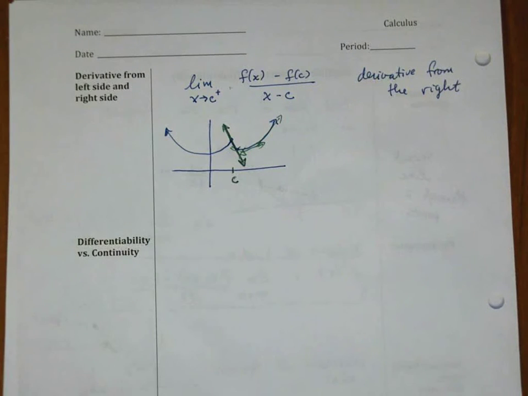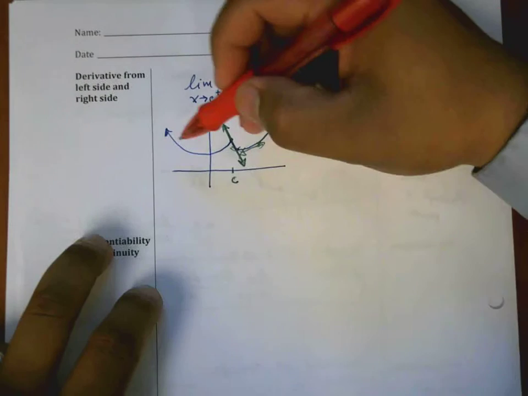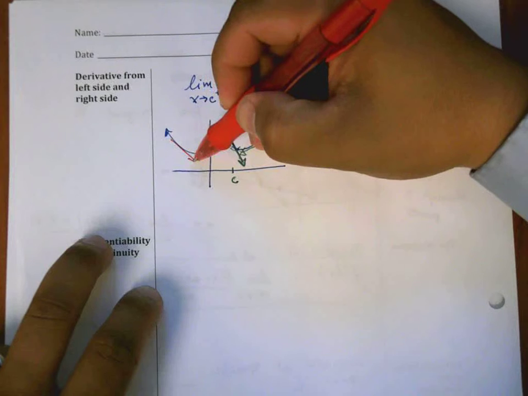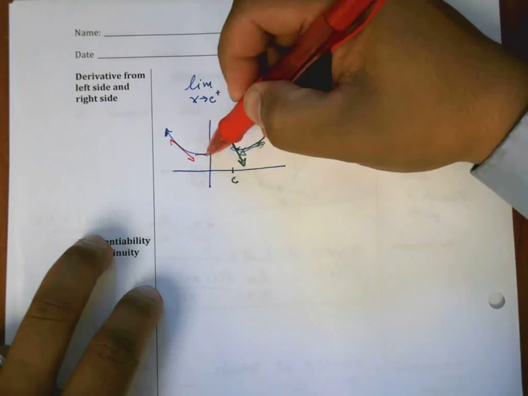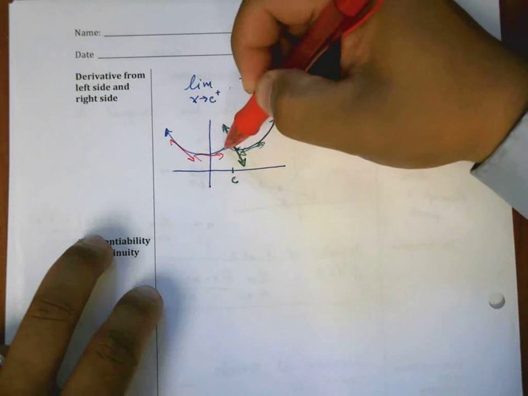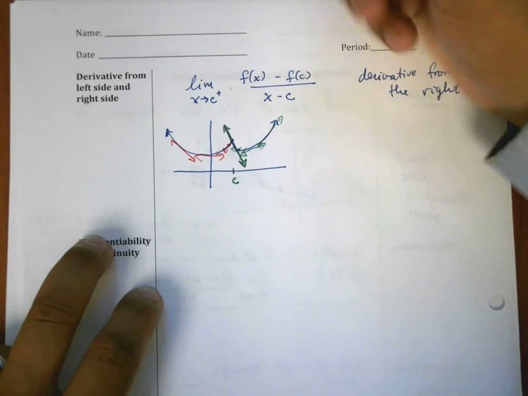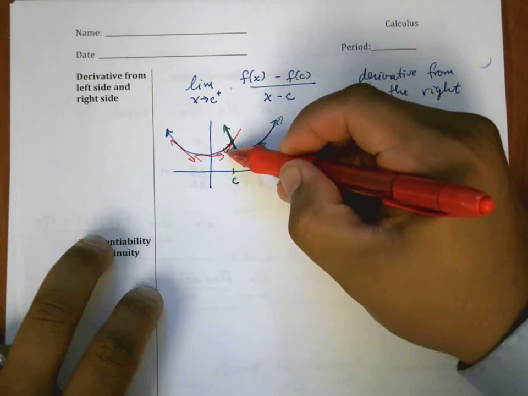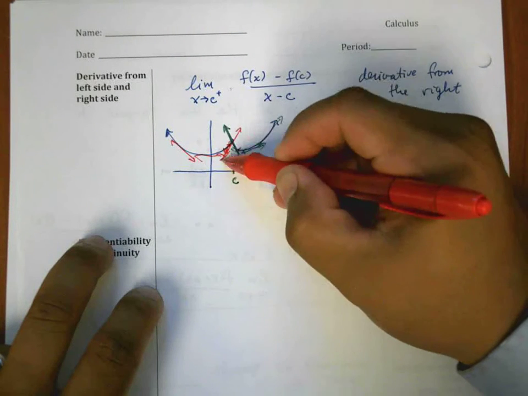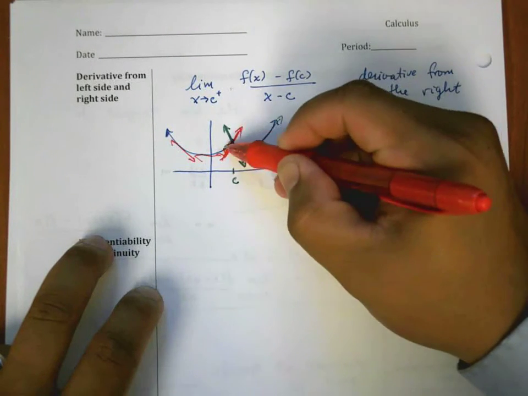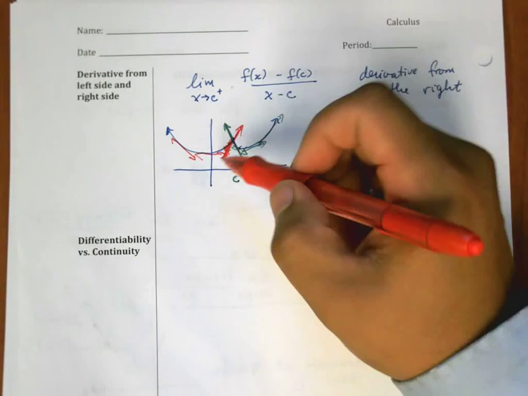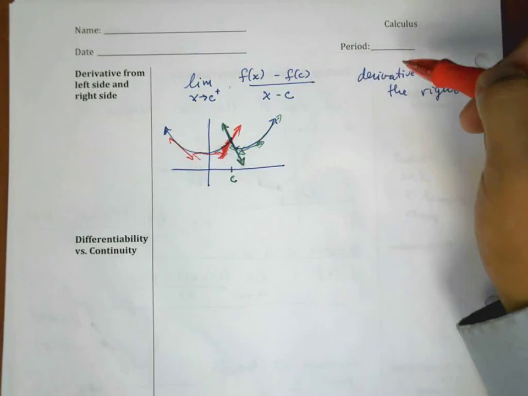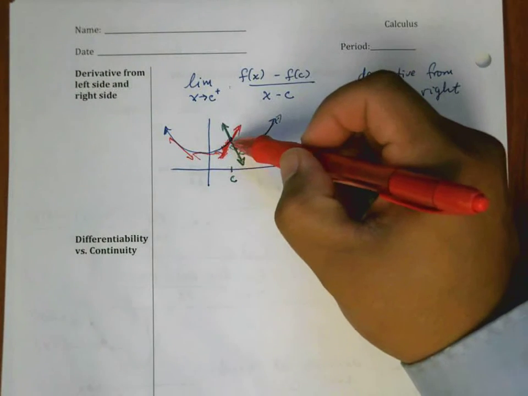Now this is a nice distinction because you may get a different result coming from the left. So if I try to draw just a bunch of tangent lines here coming from the left, as I get closer and closer to this point, we get a closer and closer result. So this red line right here actually represents the instantaneous rate of change, or the derivative, at the point C coming from the left.